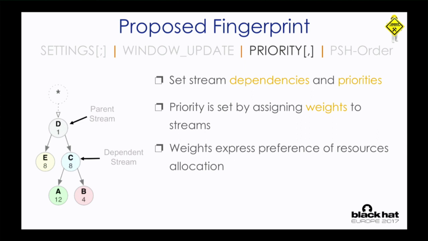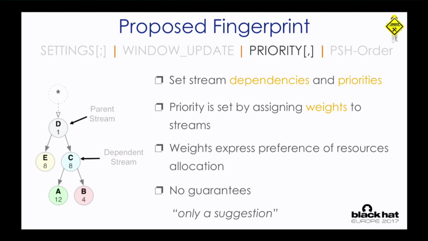The RFC allows the client to express its preferences of how the server should allocate resources in case it doesn't have enough resources to send all of the data. Now, this is just a suggestion. The server does not have to comply with the client's preferences, but nevertheless, the client can express those preferences. And each of these streams has weights below them.